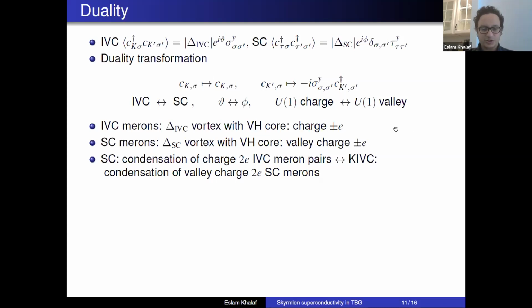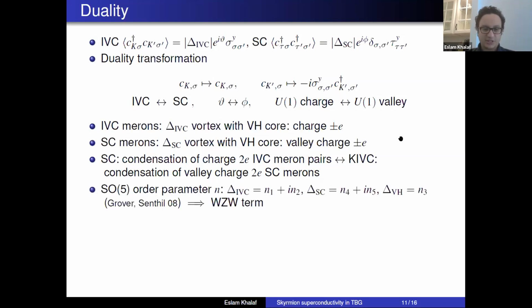And the more symmetric way to understand the relation between these two orders is to introduce an SO5 vector, where the first two components are this IVC state, the last two components are a superconductor, and then we introduce also an extra component for this valley Hall state. This is the Ising antiferromagnet. And this problem has already been considered in a paper by Grover and Senthil more than 10 years ago, and they showed that this system will have a Wess-Zumino-Witten term, which essentially captures this duality between the two phases. It captures the fact that one phase can be thought of in terms of condensation of vortices of the other phase.